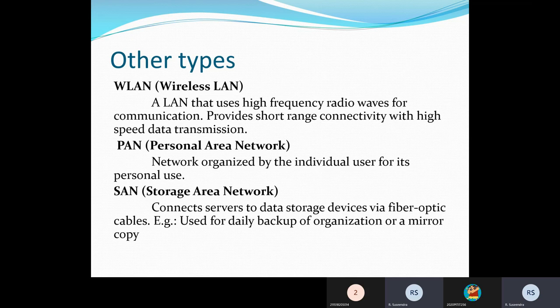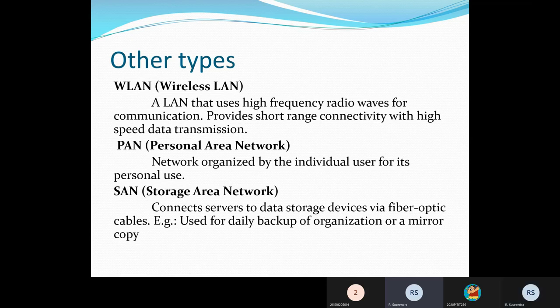Then the PAN, personal area network. We used to say the word PAN India. This is a network organized by an individual user for personal use. If I'm customizing my network, I want this kind of network, I need a short range and a certain speed of data transmission, I can customize it. So it is for personal use. Some business and corporate people will use the personal area network, and they customize their own settings in the network.